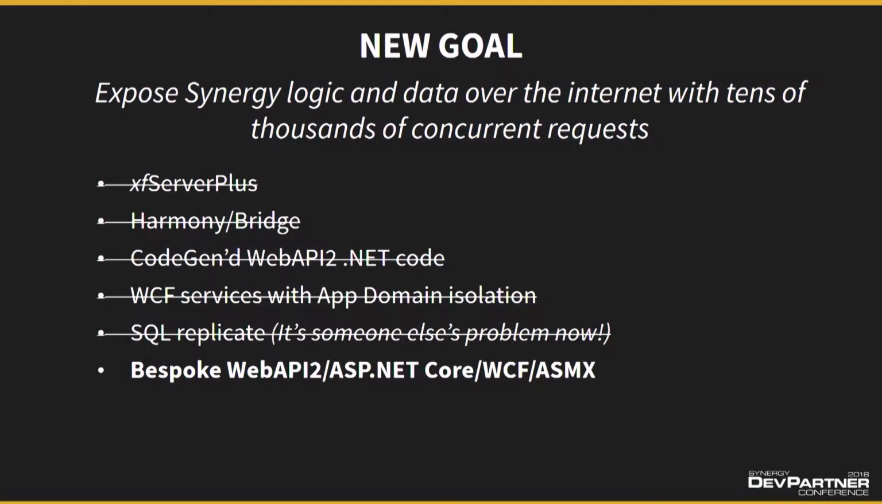And with the relentless march of time, our goals change again. And it's changed this time to I want to expose that Synergy logic and that data over the internet. And I also need to do it with tens of thousands of concurrent users. So a couple hundred users, no big deal. It's actually pretty easy to scale to a couple hundred users. Even if you've made poor decisions everywhere, you can still manage to scale to a couple hundred users simultaneously.